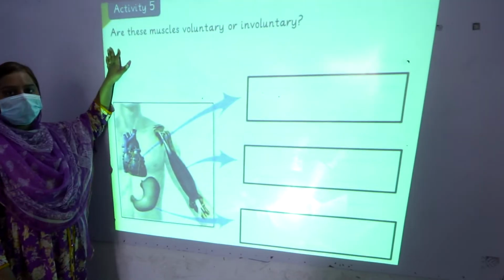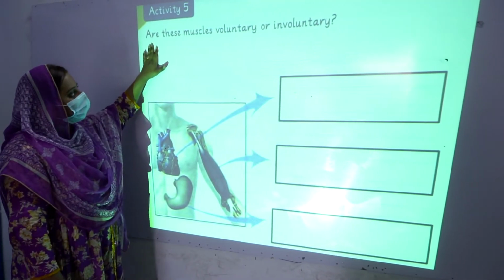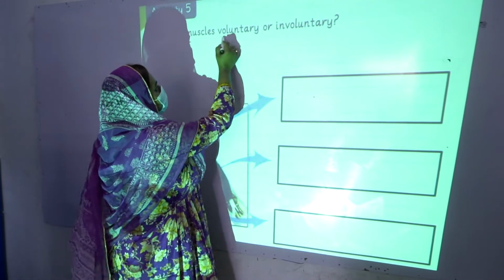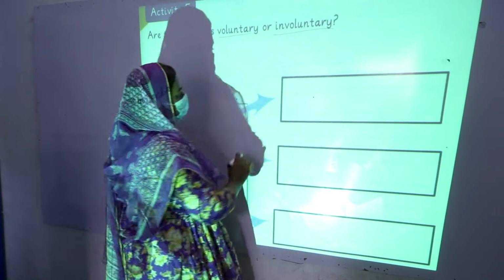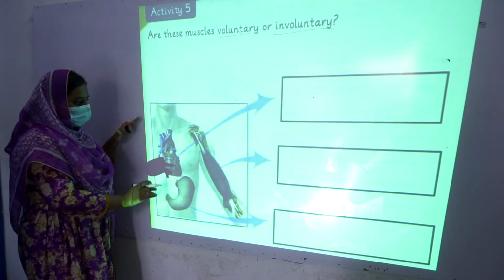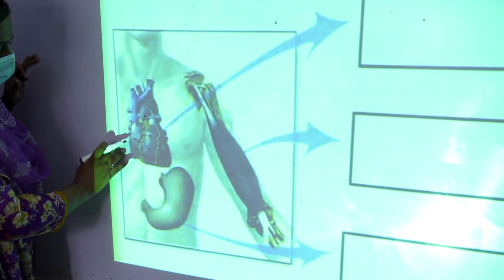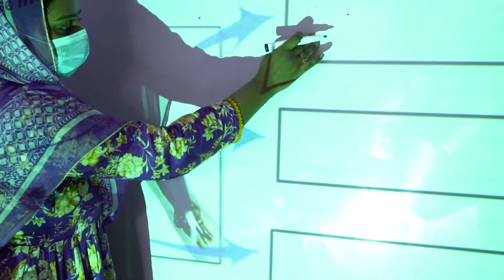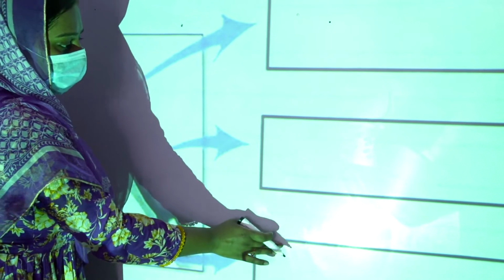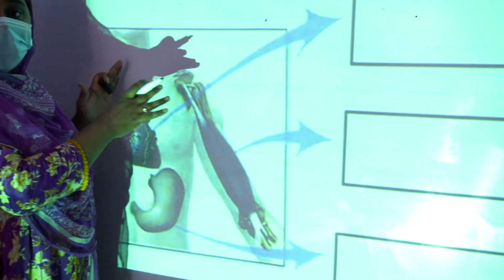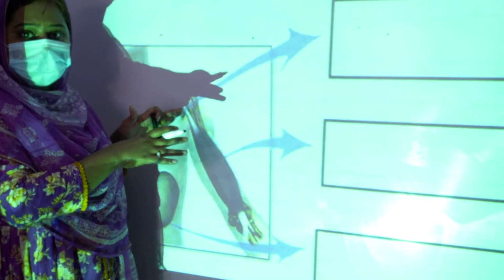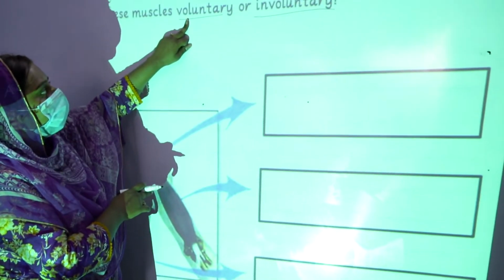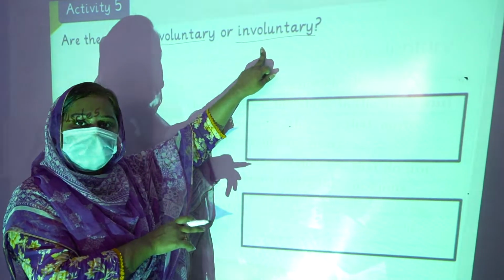This is our activity number 5, students. Are these muscles voluntary or involuntary? Look at this picture now. In this picture, they show us 3 body parts and we have to tell whether these are voluntary muscle or involuntary muscle. But to solve this activity, we must first know about voluntary and involuntary muscle.